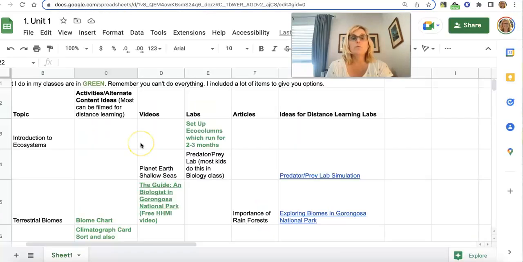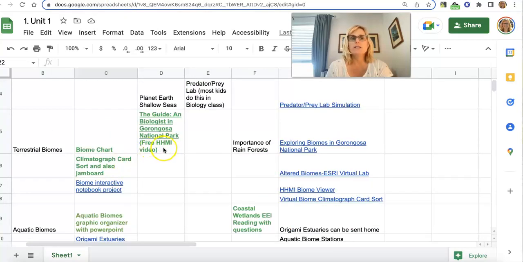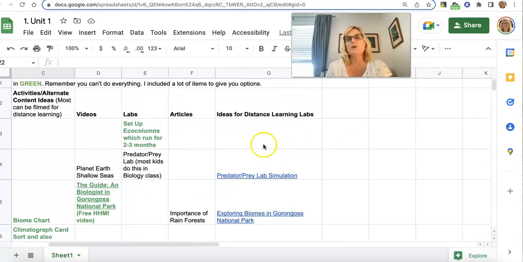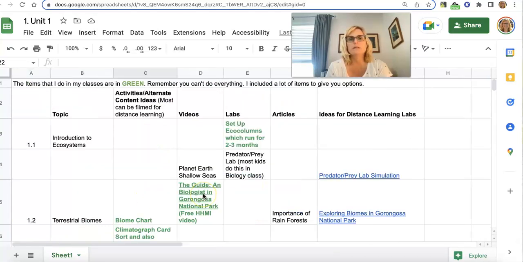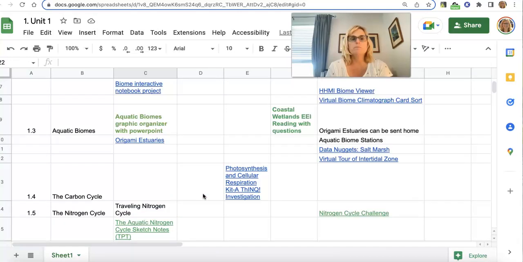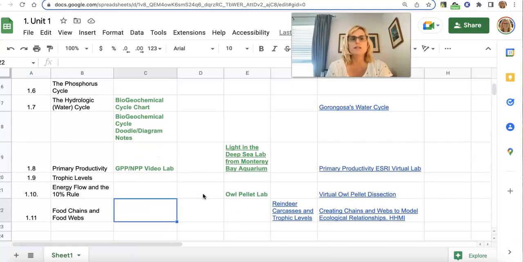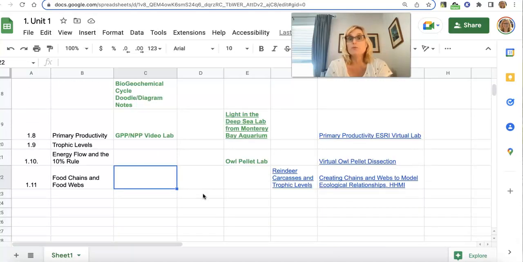Again, you have more than that here. There's all kinds of things. I don't use any of the HHMI stuff here, which is fabulous. I just don't have time. There's predator-prey simulations. They actually take quite a while, so you have to be willing to take that time. There's a lot of resources in here, again, that I don't use it all because I don't have time.